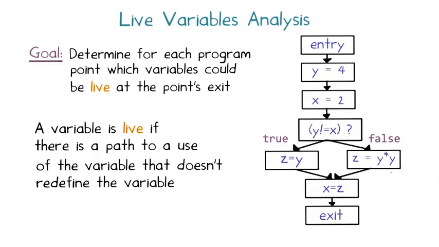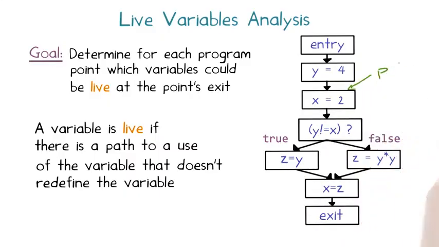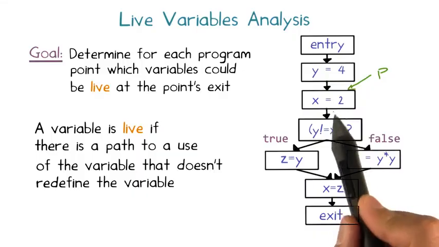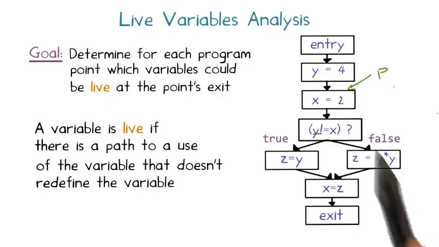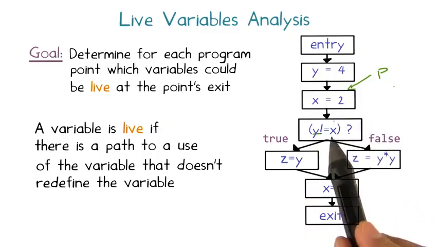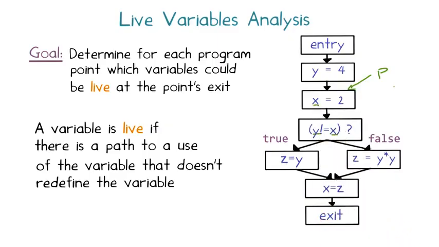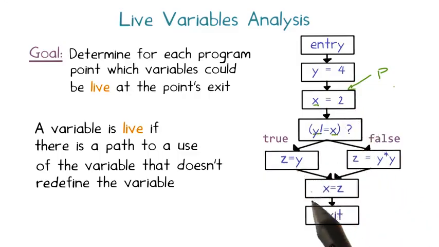There are 3 variables in this program: x, y, and z. Consider this program point p at the entry of this assignment to x. The variable y is live here because there is a path to a use of y here along which it is not redefined. The variable x, on the other hand, is not live at program point p because even though there is a path that leads to a use of x here, that path redefines x here. The variable z is also not live at program point p because along each of these paths emanating from p, z is redefined here and here before it is used.